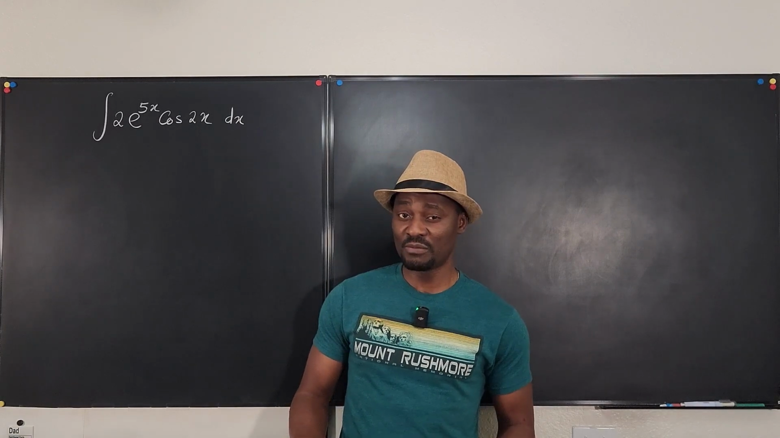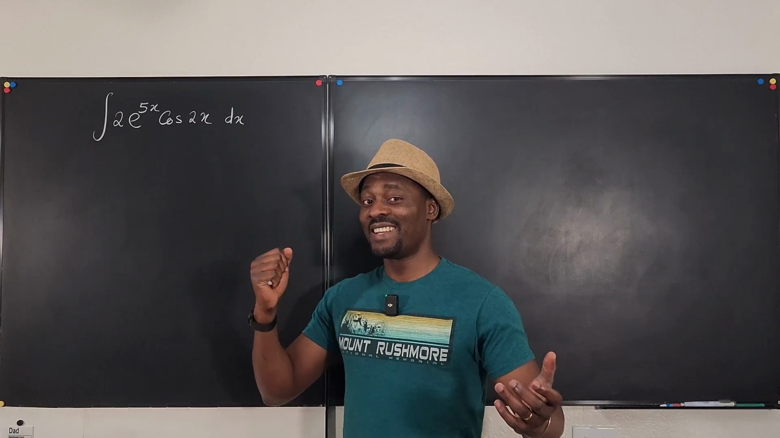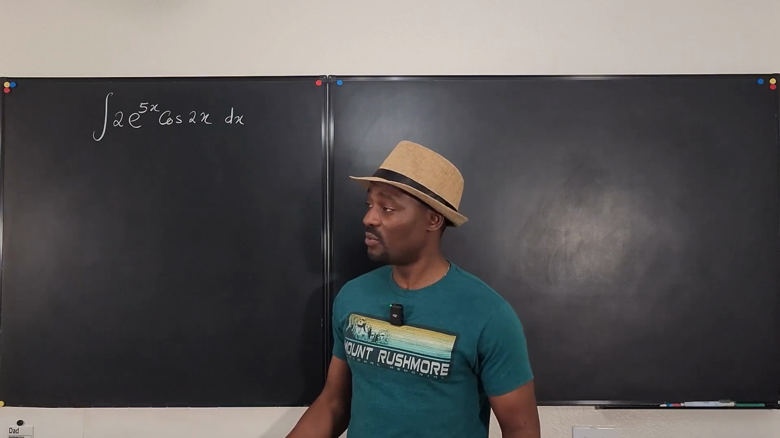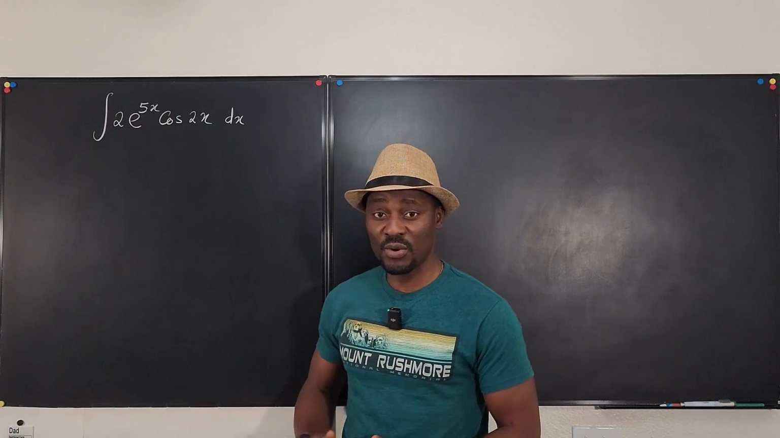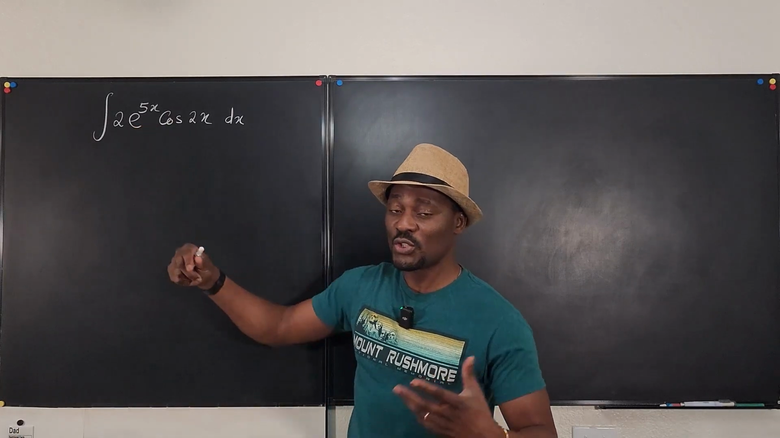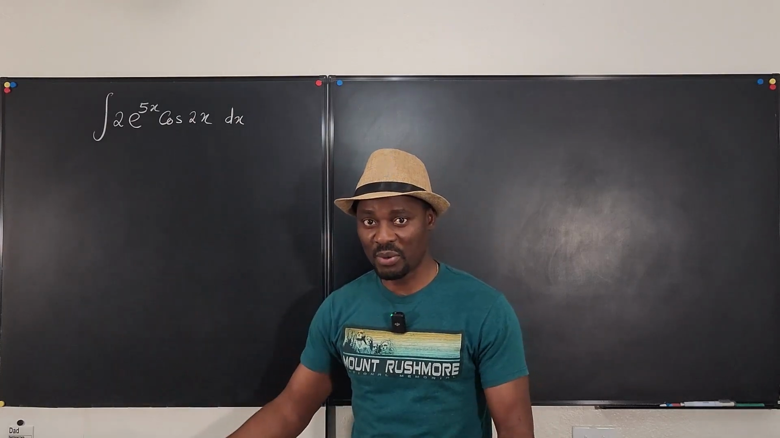This is an integration problem with two functions multiplying each other, so it is as if you need a product rule for integration. And remember, when you have this, it's either you think of u substitution or integration by parts. And obviously, the derivative of one is not the other, so u substitution is not going to work. What's going to work is integration by parts.